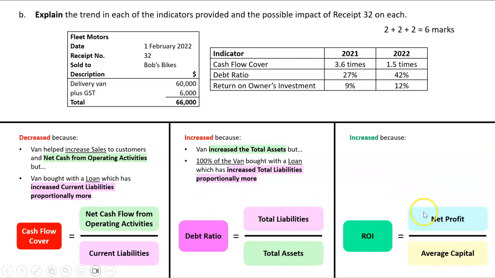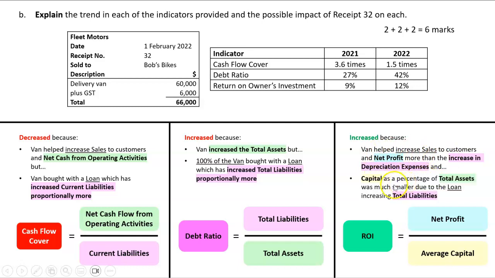And lastly, ROI. This one got better. Why? Well, I guess a possible reason is it increased sales to customers and net profit. And then we should probably note that it would also have depreciation expense. The question mentioned that. It said it was going to be charged using the straight line method. So we should say, well, obviously increase sales and net profit more than the increase in depreciation. Another possible thing is we could say, well, because this debt ratio got increased, that meant capital as a percentage of total assets was much smaller, and that would also increase your ROI. That's a really complicated answer. You might want to leave that one.